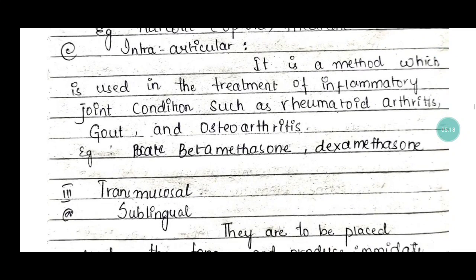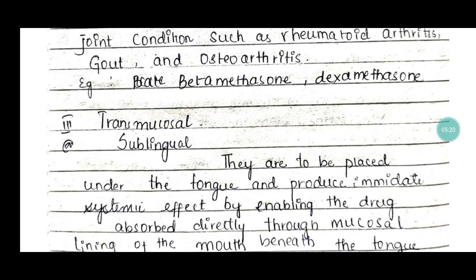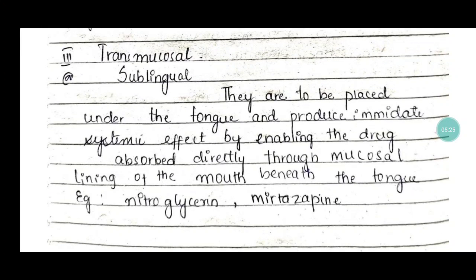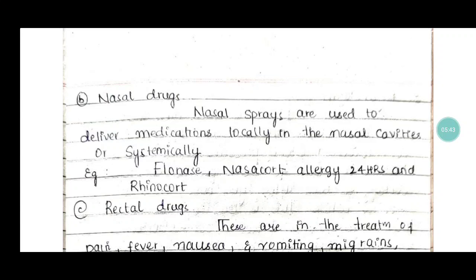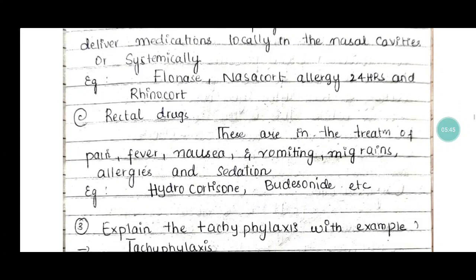Then intrathecal and intra-articular. And number third, transmucosal, that is sublingual. Sublingual drugs are placed under the tongue and produce an immediate systemic effect by enabling the drug to be absorbed directly through the mucosal lining of the mouth beneath the tongue. For example, nitroglycerin, etc. Number second, nasal drugs and rectal drugs.